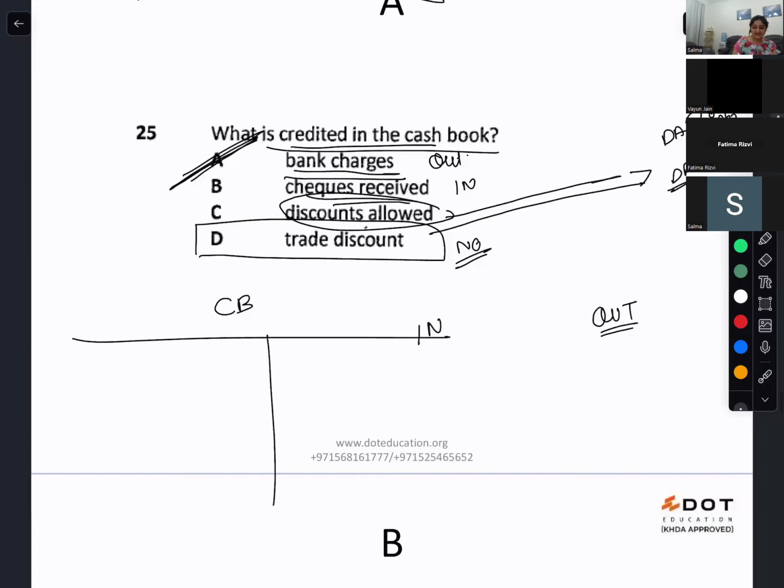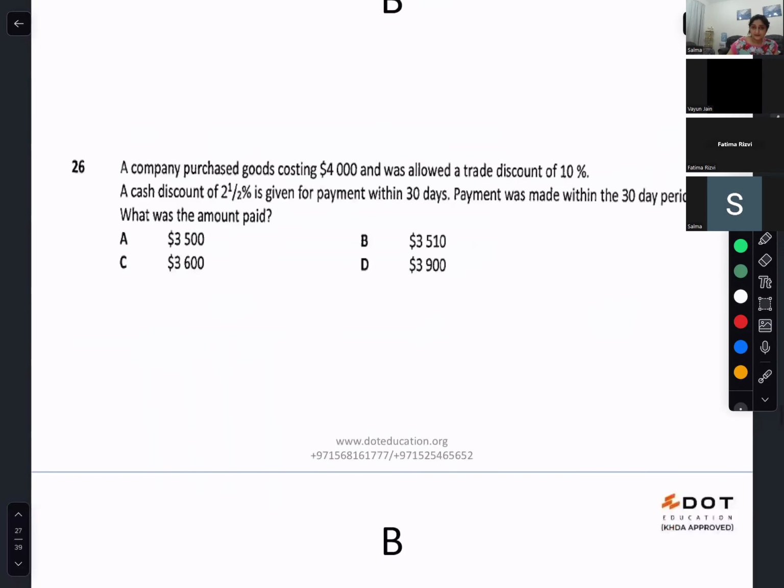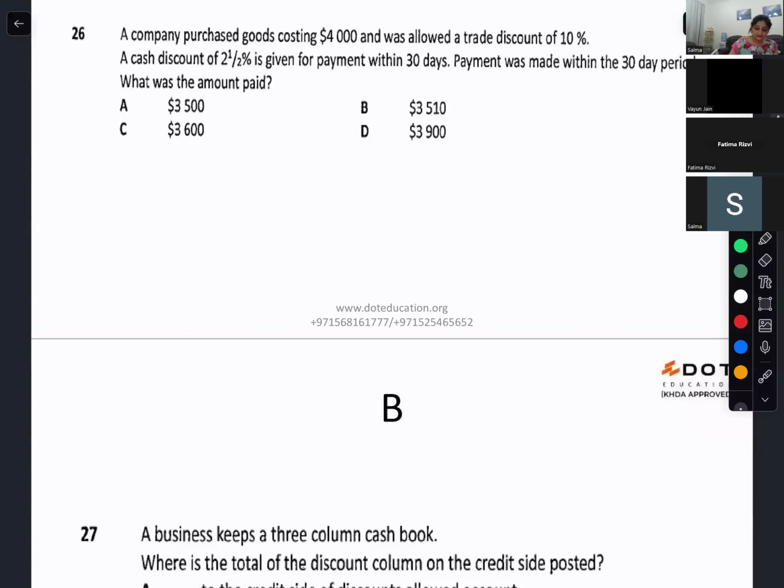Cash book normally has 3 accounts: discount, cash account, bank account. But discount allowed is again treated separately and discount received is treated separately. Are you with me? Yes, miss. Okay. Let's go ahead. Vayun, I'm giving you time to calculate, okay?